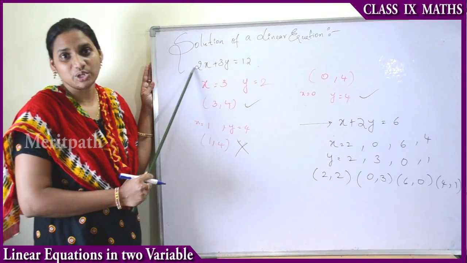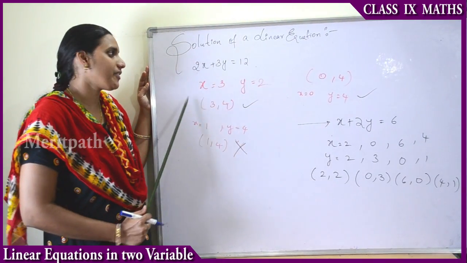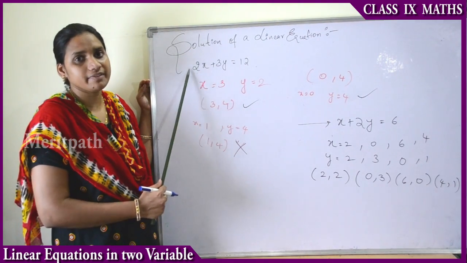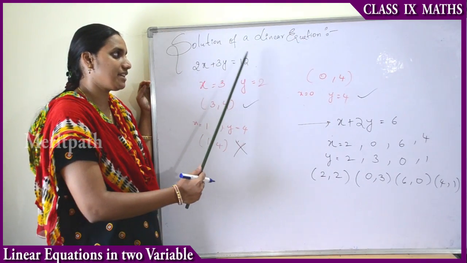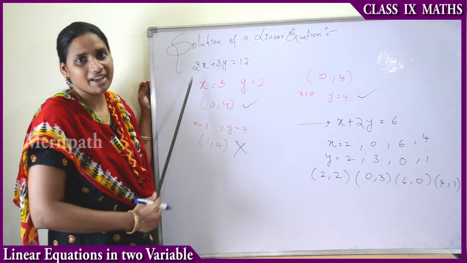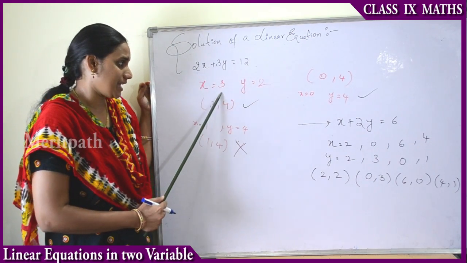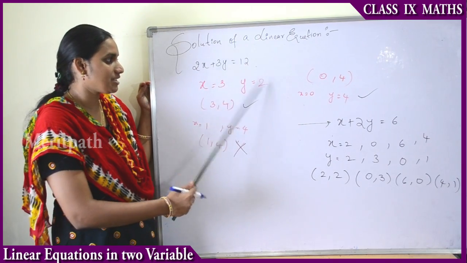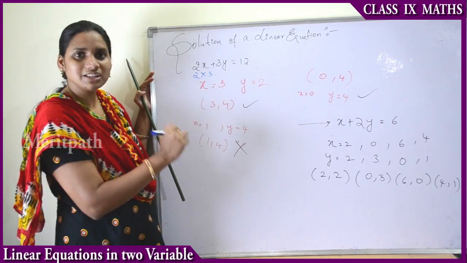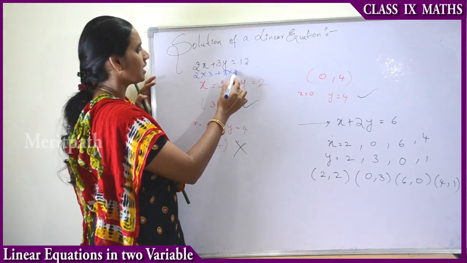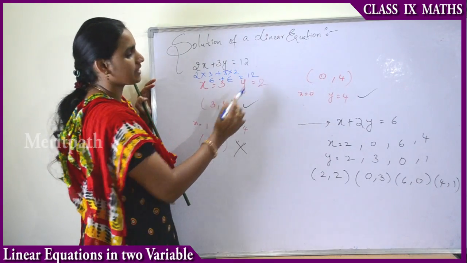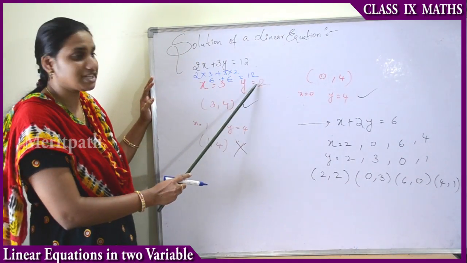Now let us see the solution of a linear equation. In order to find the solution of an equation, we have to come across many points. Suppose we take one equation, that is 2x plus 3y equals to 12. In order to get the resultant 12, we have to know the x and y values. x and y values can be 3 and 2. x equals to 3 and y equals to 2. When we substitute x equals to 3 and y equals to 2, we get 2 into 3 equals to 6 plus 3 into 2 equals to 6. 6 plus 6 equals to 12. That is, we are getting the result 12.